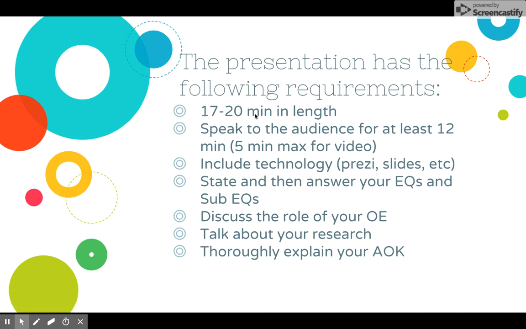Number one is the length of the presentations. Presentations are expected to be a minimum of 17 minutes in length and a maximum of 20 minutes in length. And for some students, that can be really hard to get up to 17. For other students, it could be pretty tough to be under 20.